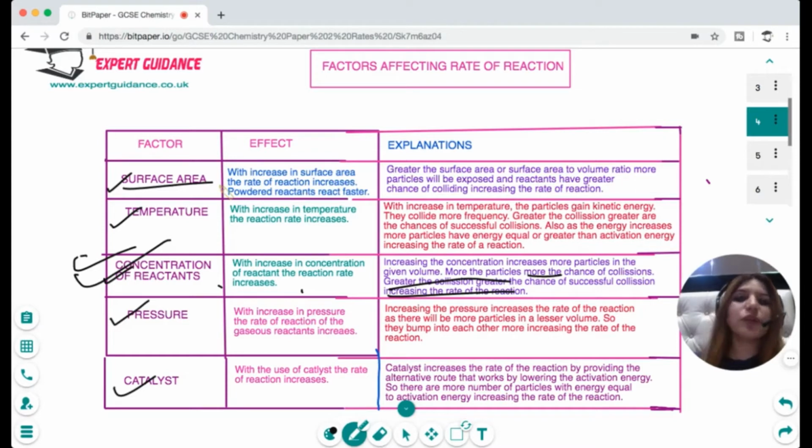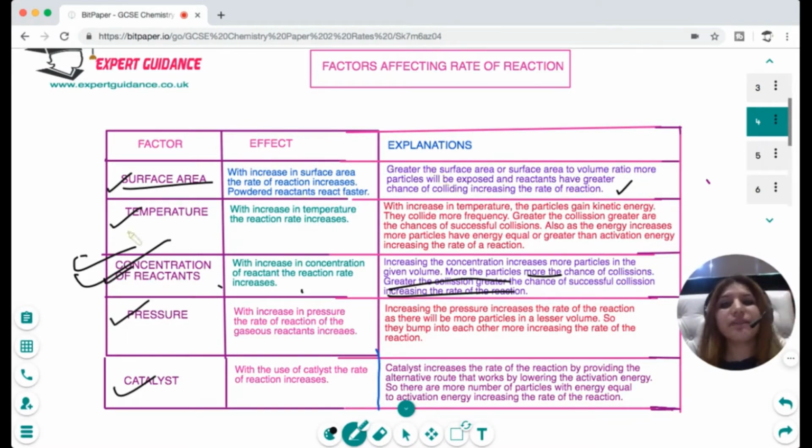In a similar way, when you talk about surface area, when you increase the surface area or surface area to volume ratio, the reactants are more exposed to each other. So the more the reactants are exposed to each other, the more collisions, and more chances of collision increase the rate of reaction. So that is why, rather than taking a lump of zinc or any reactant mass, you take it in powdered form, because you're increasing the surface area to volume ratio.